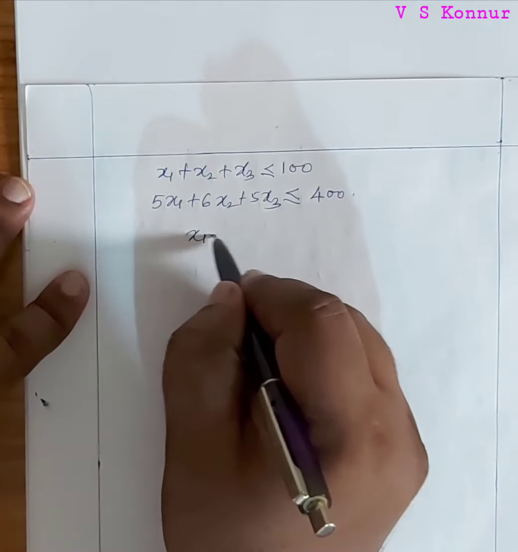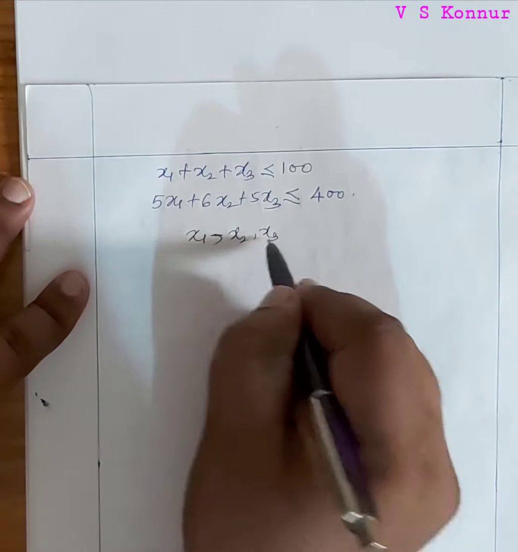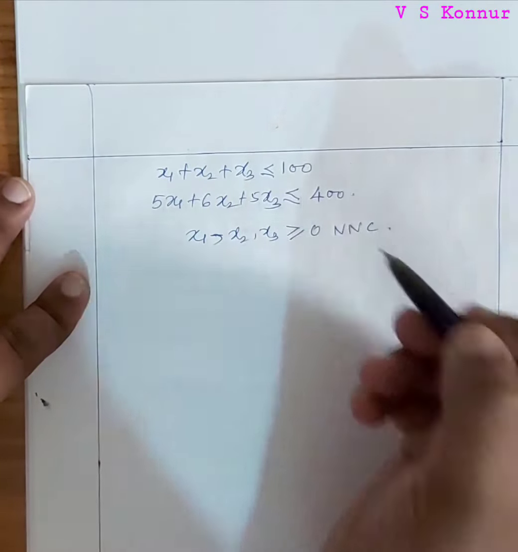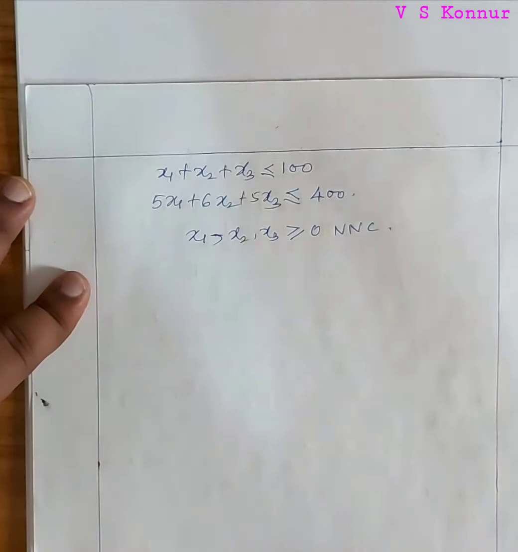Along with that, I have to write that x1, x2, x3 should always be greater than or equal to 0 as non-negativity constraints. So this is how we have to solve the problem.